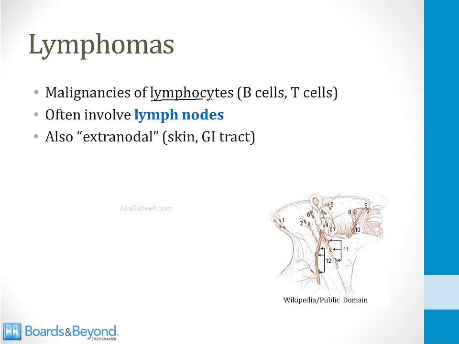Lymphomas are malignancies of lymphocytes like B cells and T cells, and in these diseases the lymphocytes form a mass. That's why it's called an oma. Now the place where the masses often occur is in the lymph nodes. There's lots of B cells and T cells in lymph nodes, so when they become malignant, naturally you often develop large lymph nodes. However, there are also B cells and T cells found in other places like the skin and the GI tract, so you can develop a lymphoma that is what's known as extranodal, meaning outside of the lymph nodes.